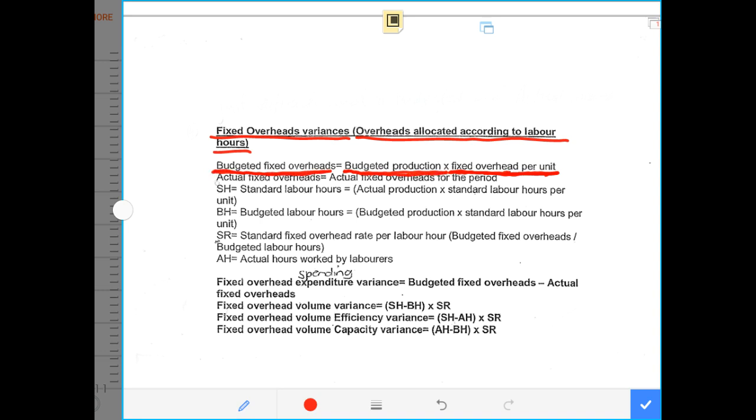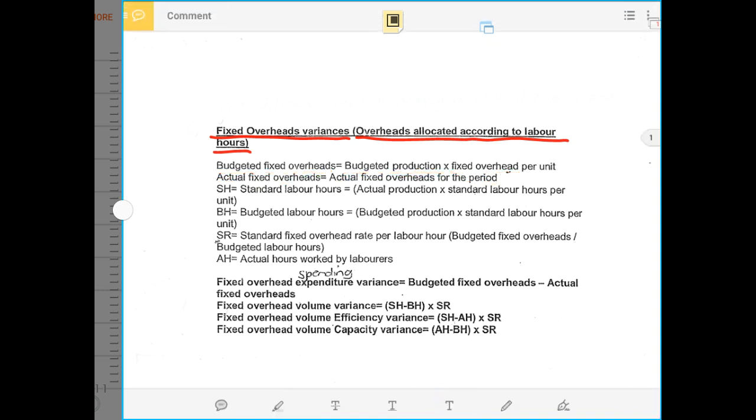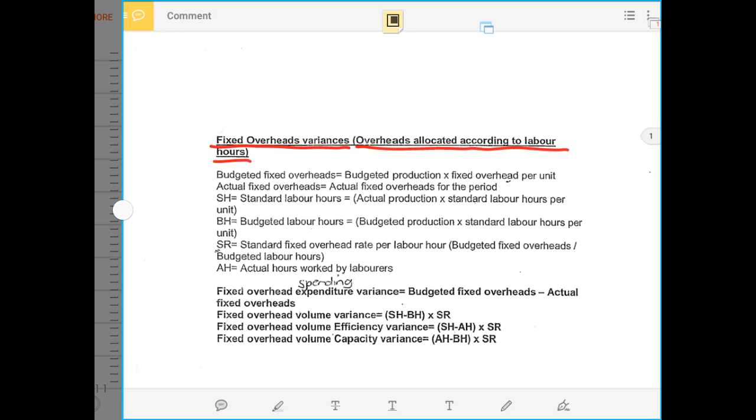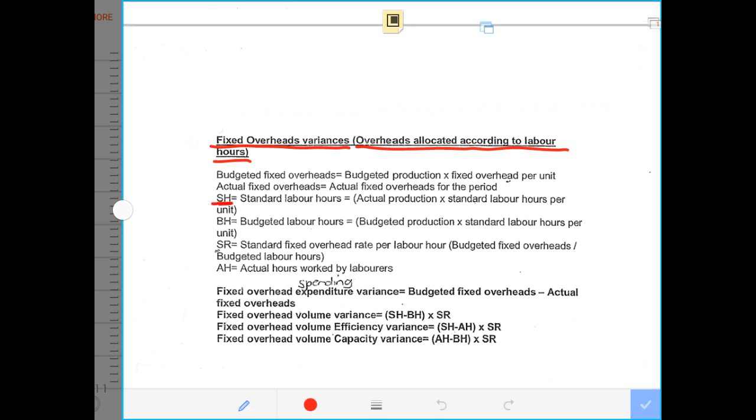Then we also need to know the actual fixed overhead. The actual fixed overhead for the period will normally be given because we have no calculations of actual fixed overhead. It's just the cost that was actually incurred. Therefore, we just take our actual fixed overheads as they are. Standard hours is the same standard hours that we calculated previously. Nothing has changed. The standard hours, as I said to you, is actual production times the number of labor hours it takes to complete one unit, which is the standard labor hours per unit.